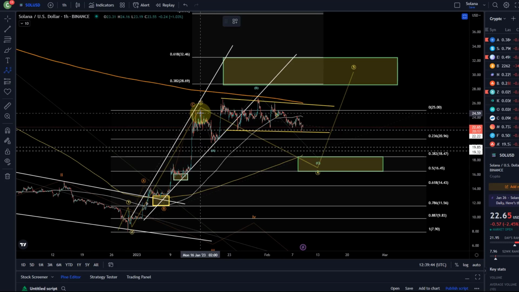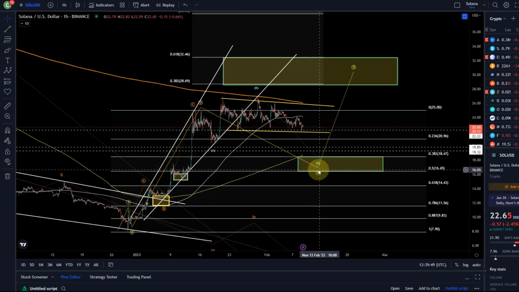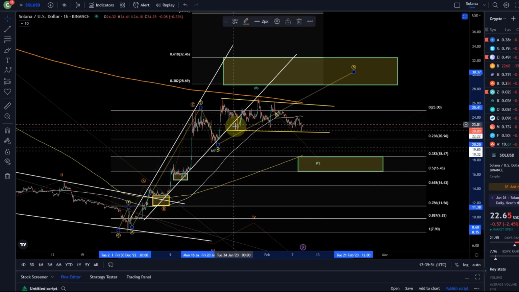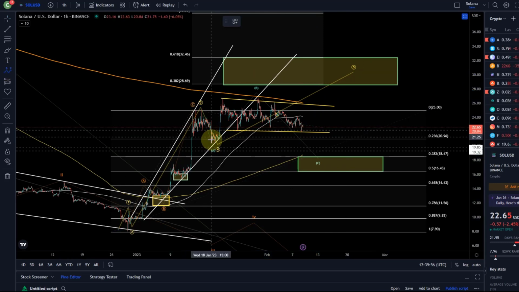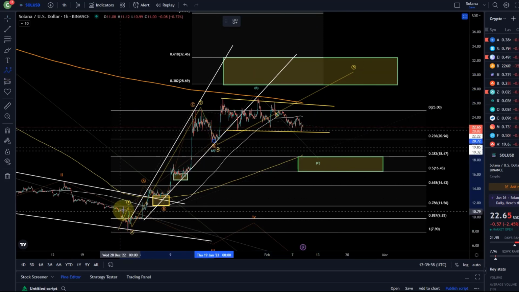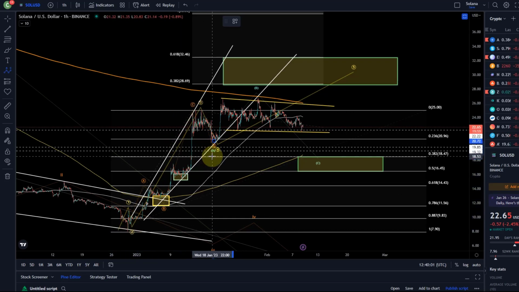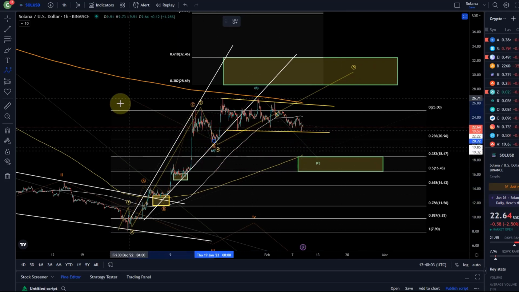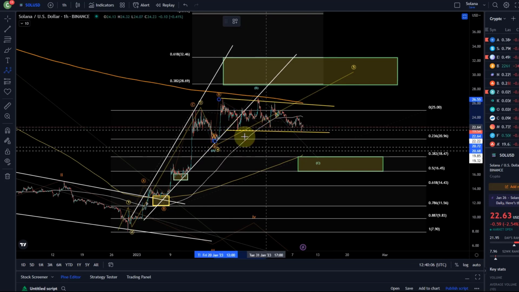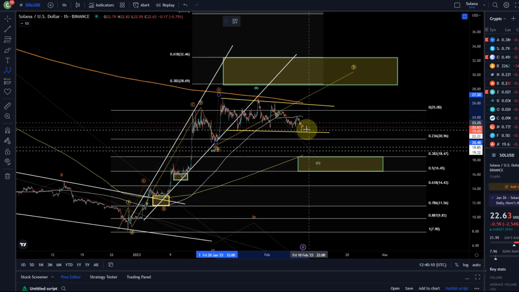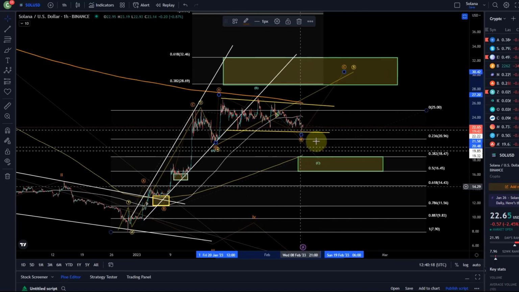So we talk here about the scenario that wave 4 finished here, and that we're already in the 5th wave. In that case, wave 5 would be a 3-wave move, because if wave 1 was 3 waves and wave 3 was 3 waves, wave 5 has to be 3 waves as well. We would then say this was an A wave peak, and we are now coming down in a B wave. Surely that can still go down a bit lower, but it has sort of reached support now, and we could then rally in a C wave.